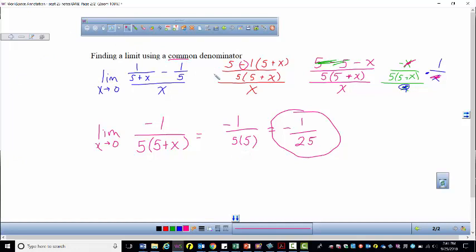If you're not sure about the algebra I did here, I'll attach a help video of how to find a common denominator of fractions.